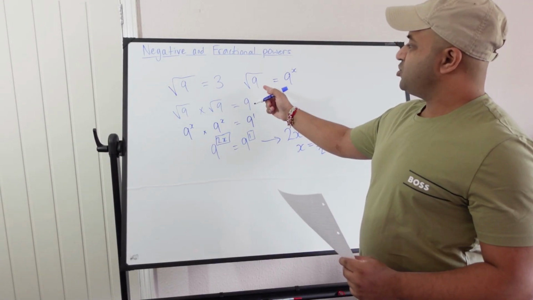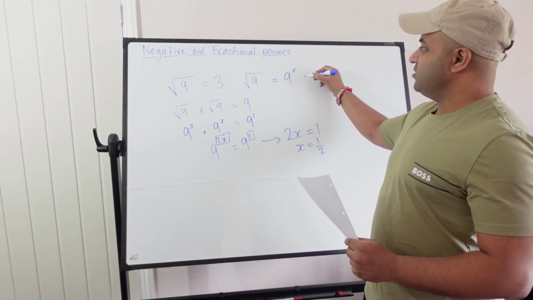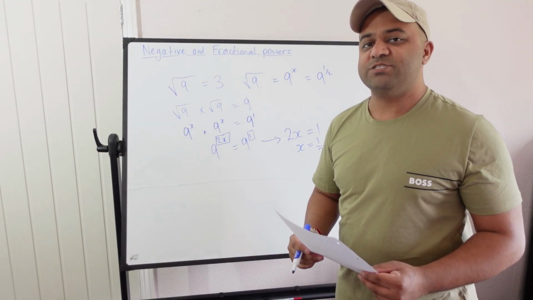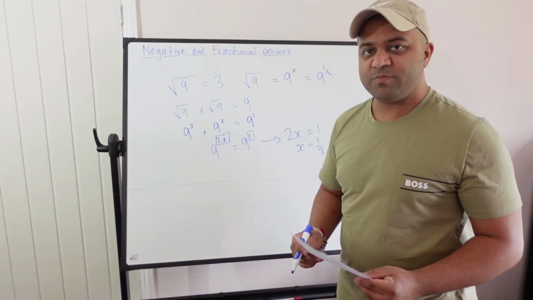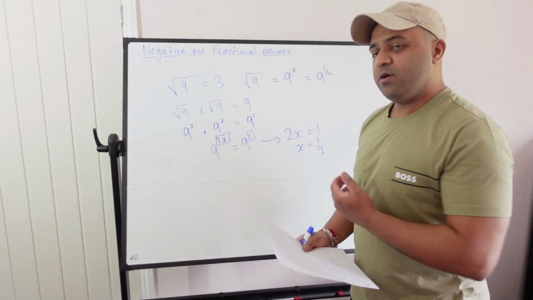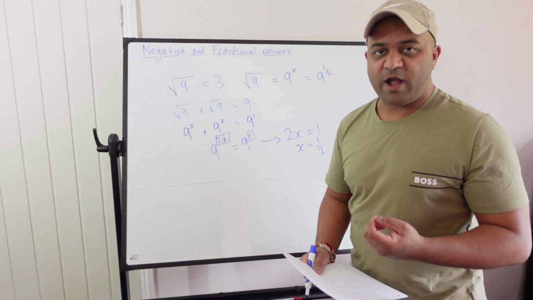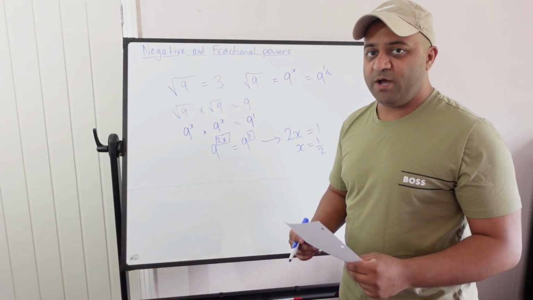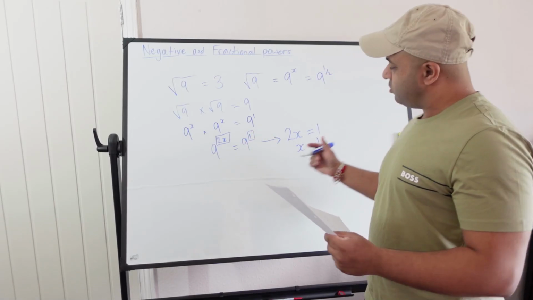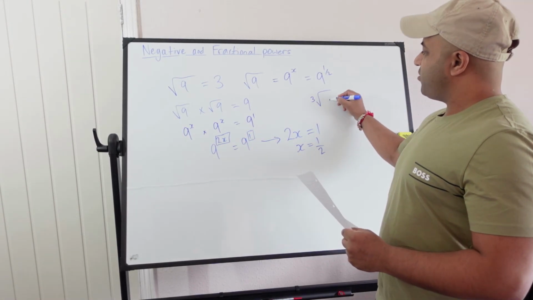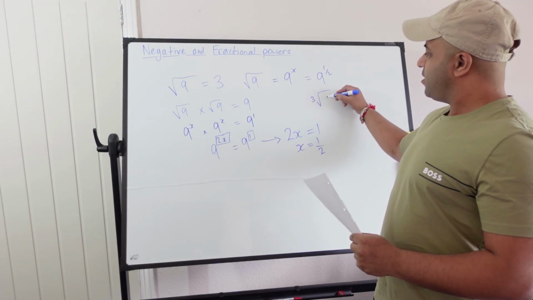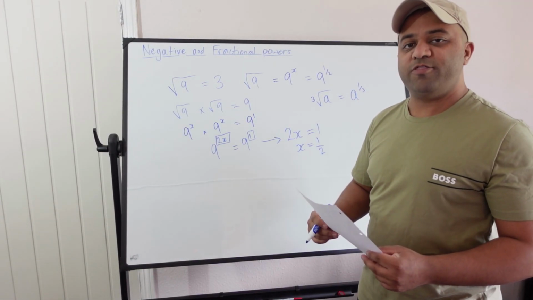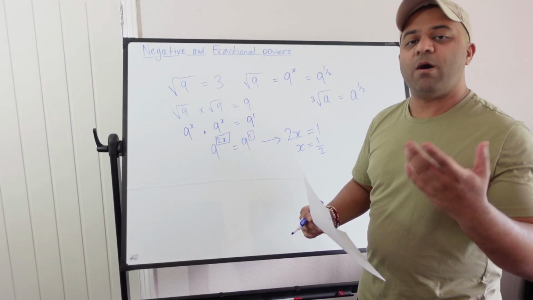So the square root of a number is equivalent to that number raised to the power of 1/2. Now this theory works for any fractional power. So what do I mean by this? I mean that the cube root of a number, you can do similar working out to show that the cube root of a number is the same as power 1/3.